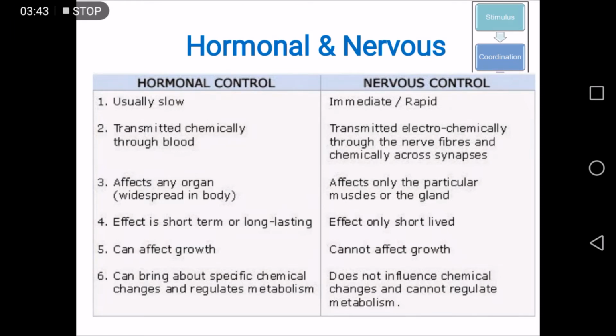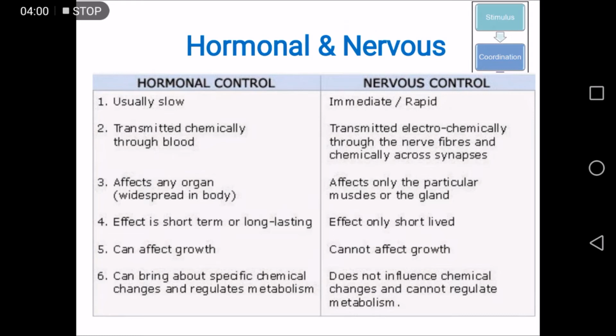Sometimes it's only to one organ. For example, insulin, for glucose, is to one organ. But many times, hormone can affect a few organs at the same time. One hormone can affect a few organs.